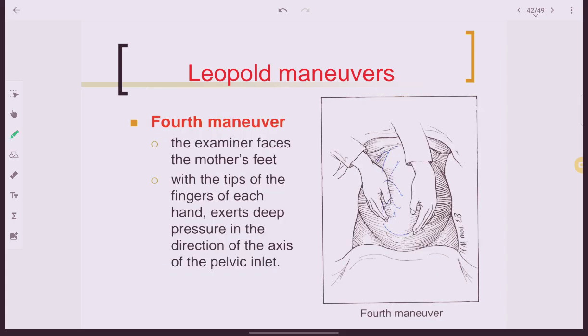Fourth, the examiner faces the mother's feet. With the tips of the fingers of each hand, the examiner exerts deep pressure in the direction of the axis of the pelvic inlet.